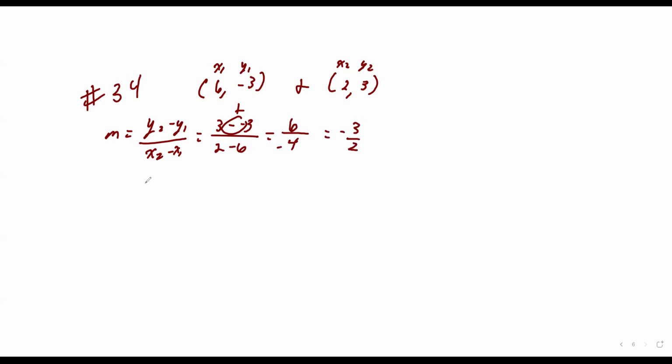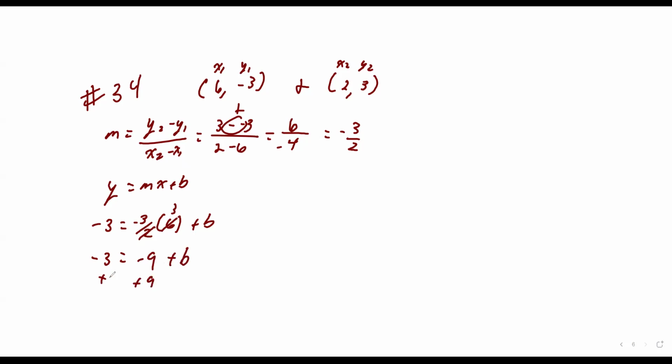And then to solve for the b, the y-intercept, I'm going to plug into y equals mx plus b. So I'll plug in negative 3 equals negative 3 halves times 6, again replacing x and y with any coordinate. I just chose the first one, plus b. So now I get negative 3, 2 goes into 6 3 times, negative 3 times 3 is negative 9 plus b. Then I'll add 9 to both sides. So then I get 6 equals b. Once I have my b and my m, my answer is y equals -3/2 x plus 6.